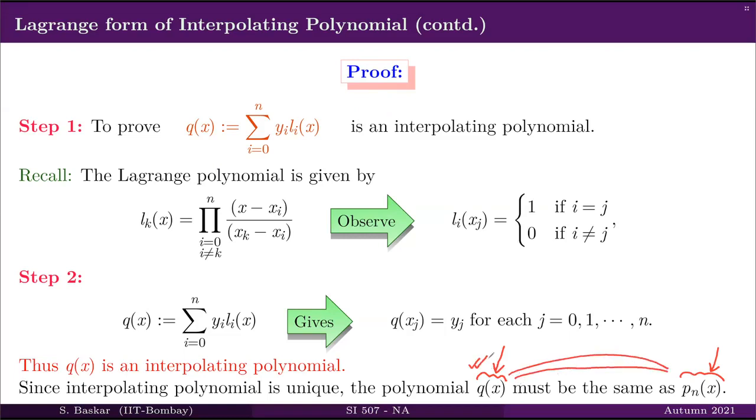How did we prove it? We first proved that the polynomial constructed in the Lagrange form is also an interpolating polynomial, and then we used the uniqueness property of interpolating polynomial for a given data set, and concluded that the interpolating polynomial that we have is precisely equal to q of x, which is what Lagrange has proposed as an interpolating polynomial. So that proves the theorem.